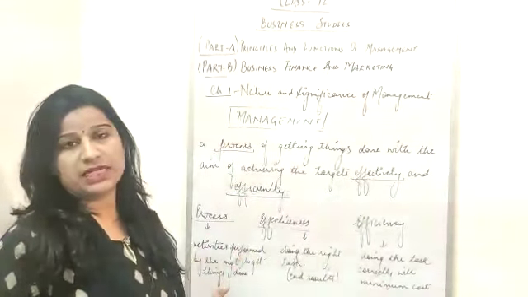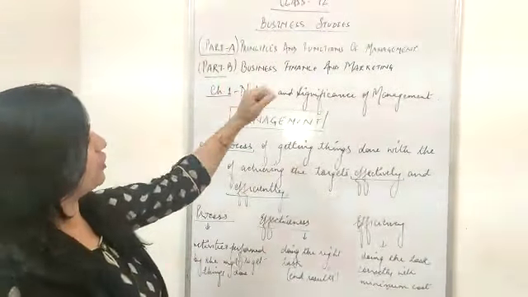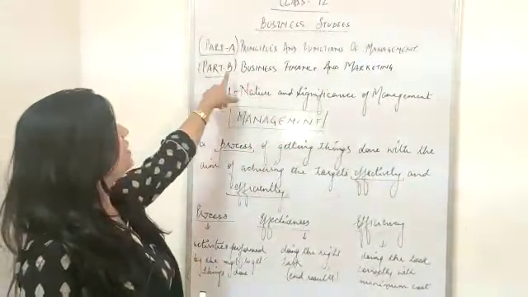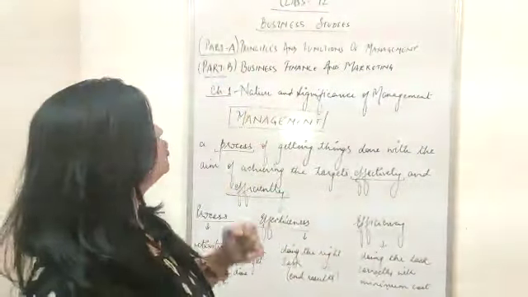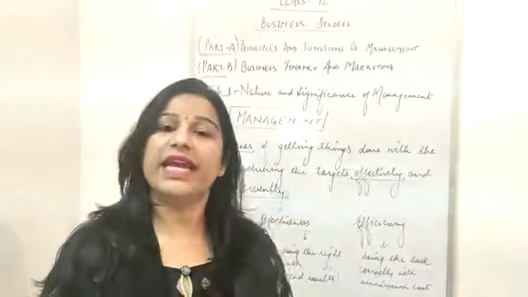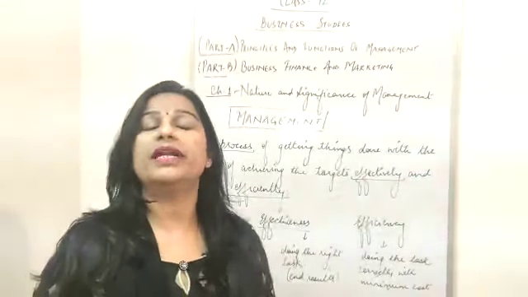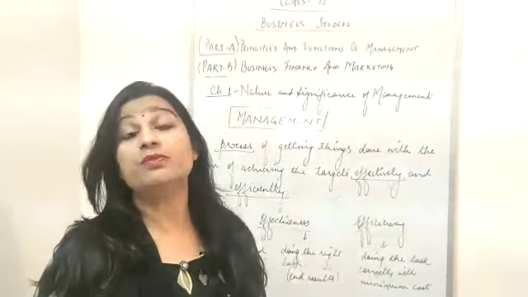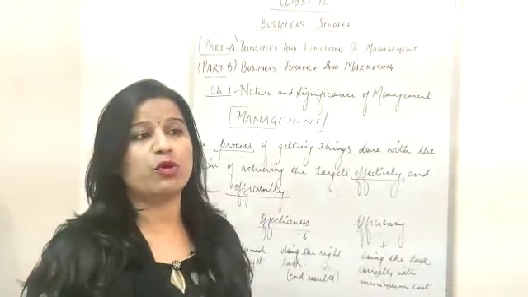Class 12 business studies is divided into two parts. Part A, that is principles and functions of management, and part B, that is business, finance and marketing. Part A, principles and functions of management. This part includes 8 chapters and all 8 chapters include the core content of management. What is management? What are its functions and the other information about management.